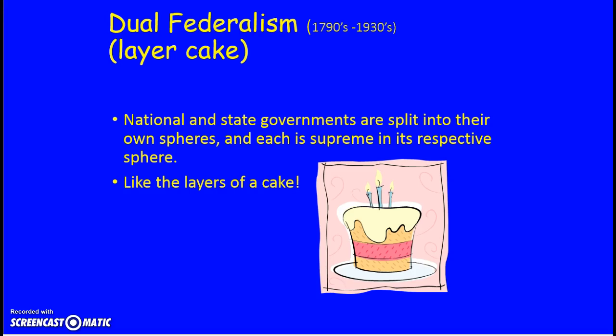Starting out with dual federalism, that's also called layer cake federalism. The federal government and the state governments operate in their own sphere of influence, and they don't interact with each other. Each had its own responsibilities and powers, and there wasn't any intermingling to speak of.